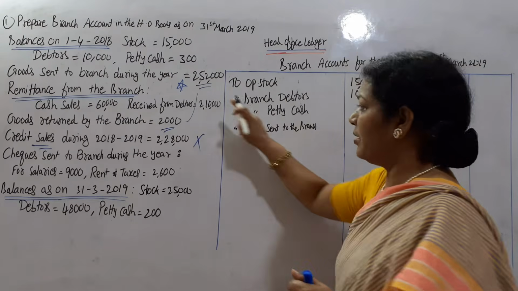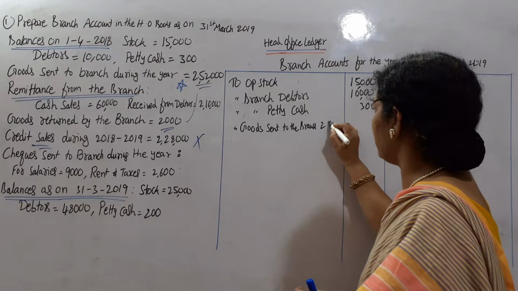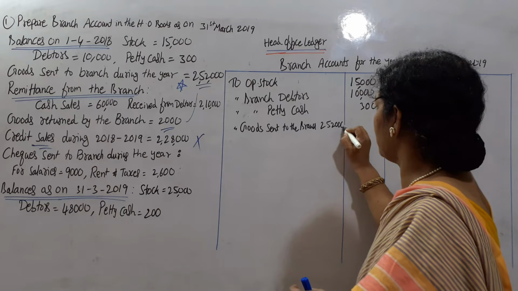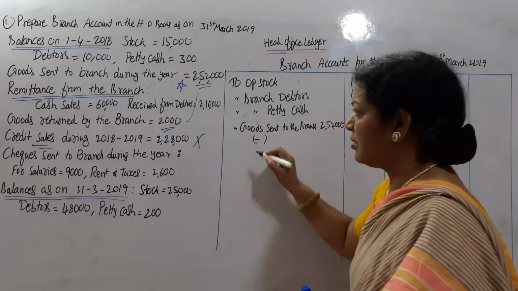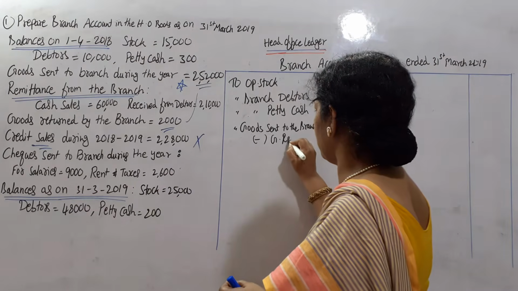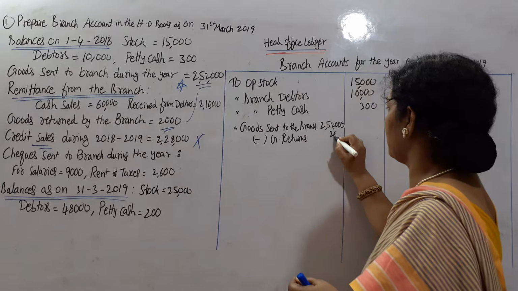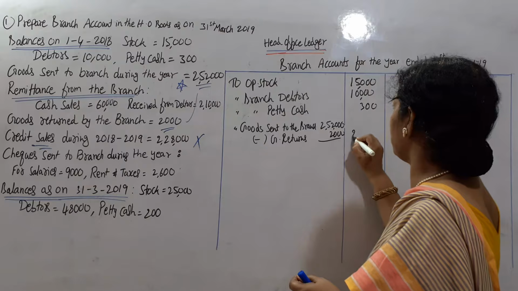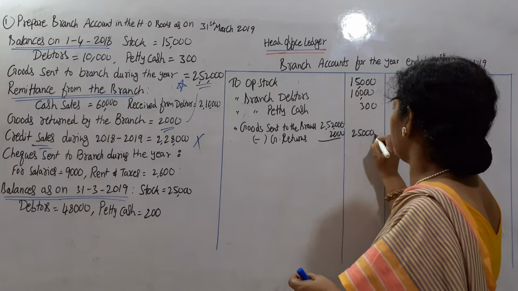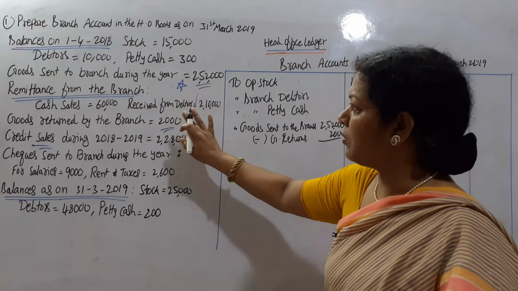There is a returns, so that is why I will write this amount in the inner column, 2,52,000 minus returns, goods returns. How much is it? 2,000. So in the outer column we will write 2,50,000. Okay, goods sent to the branch, it is over.